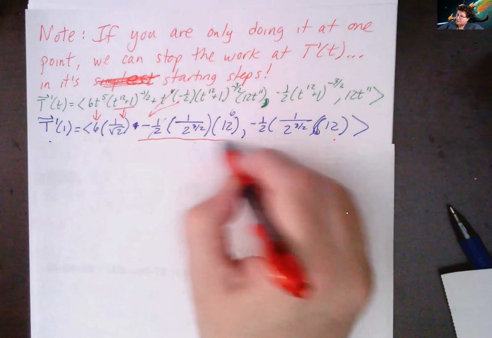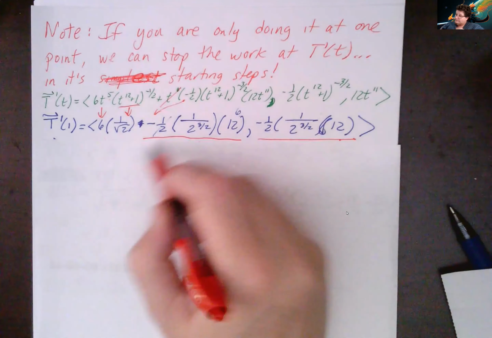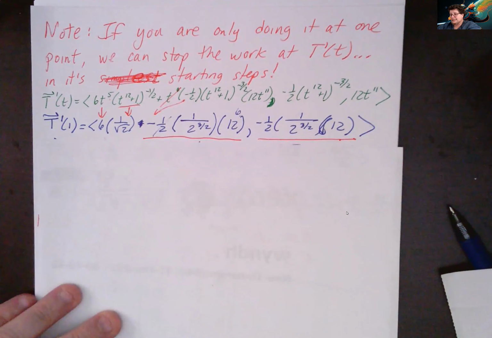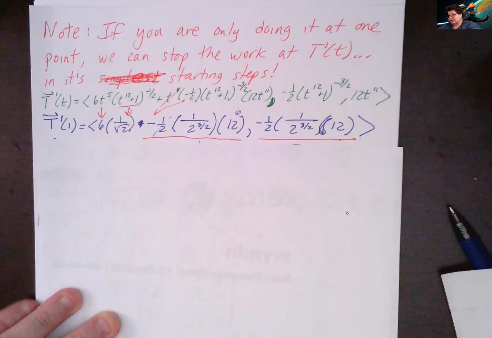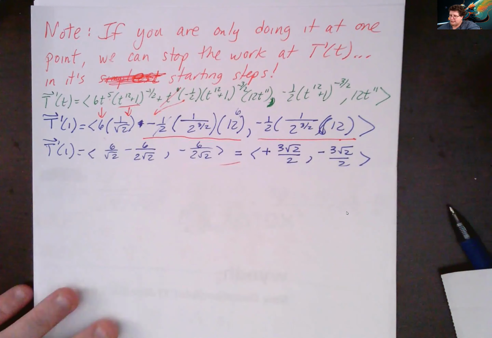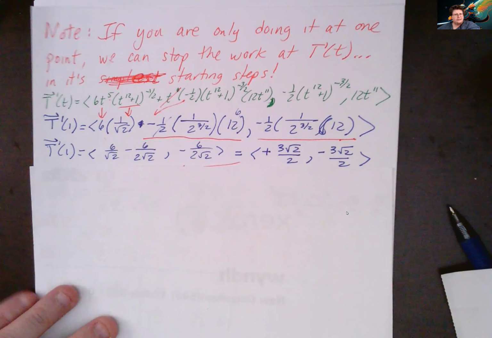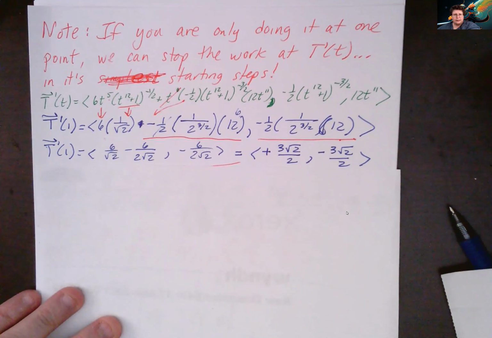Something similar with the y component. Basically, this is the same thing on the y component, because the t to the 6th is just 1. So we get T prime evaluated at 1.